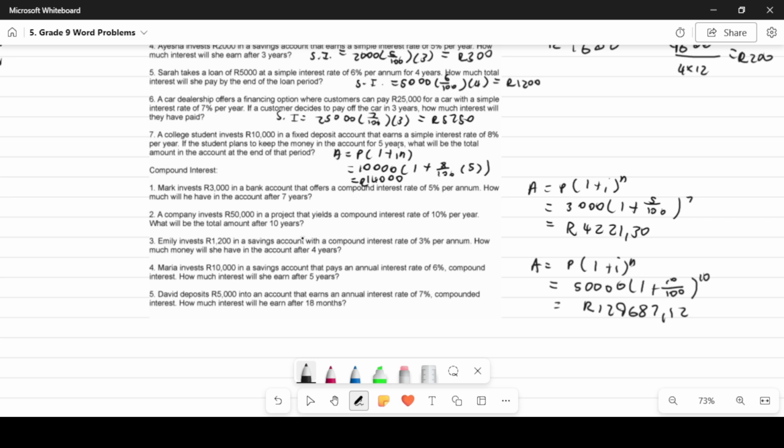Emily invests 1,200 into a savings account at a compound interest rate of 3% per annum. How much money will she have in the account after 4 years? So what I will do is I will solve the problem and you have to check if your answer is correct. At an interest rate of 3%, at the end of 4 years, she should get 1,350.61.